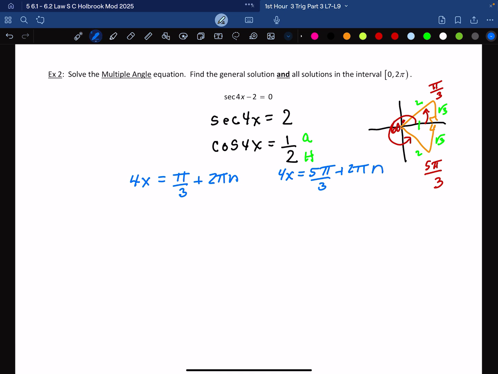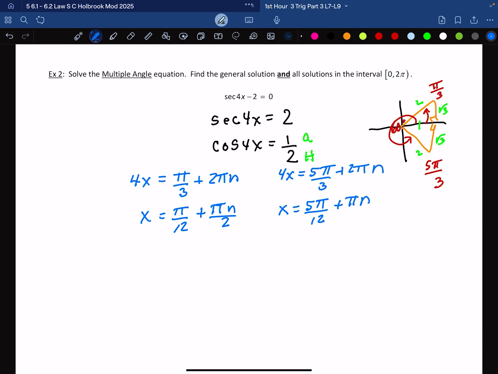So I'm going to divide everything by 4. And x is equal to pi over 12 plus, now when you take 2 divided by 4, that's 1/2, so this becomes pi n over 2. And we're going to do the same thing here, 5 pi over 12, and dividing this by 4, you get pi times n over 2. So both of these represent the general solution.